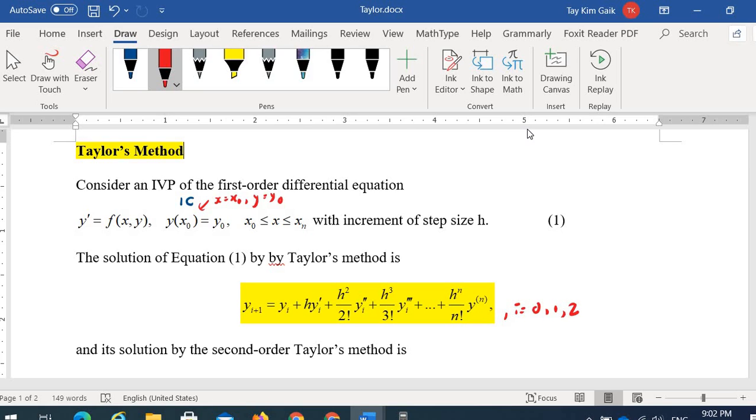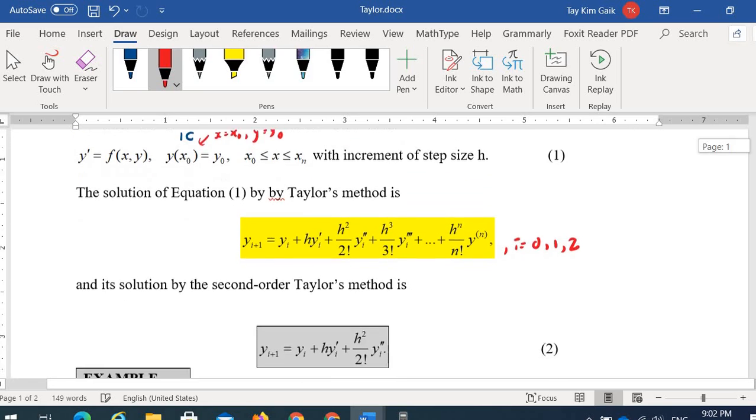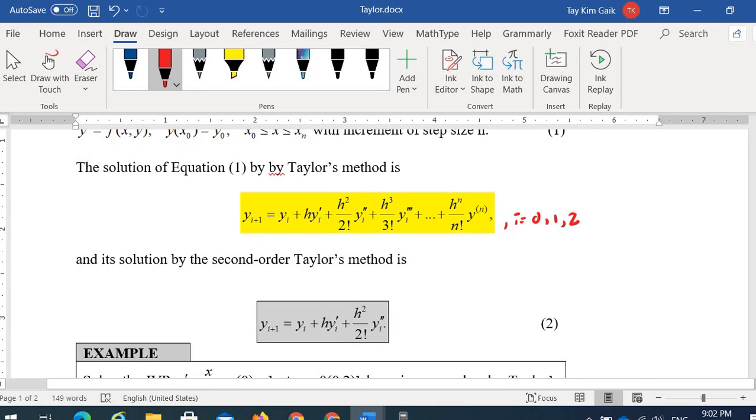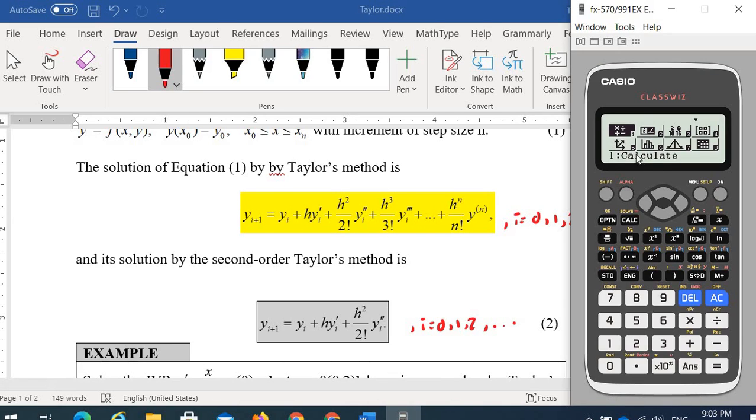So we focus up to second order. So we have y(i+1) equals yi plus h yi prime plus h squared over 2 factorial yi double prime, where i is from 0, 1, 2, and so on. And we are going to solve it using first the Calculate menu and secondly the Spreadsheet menu.